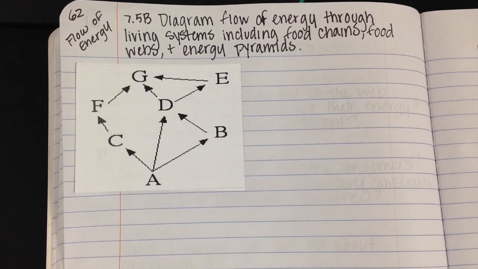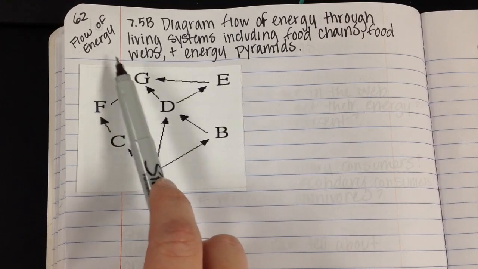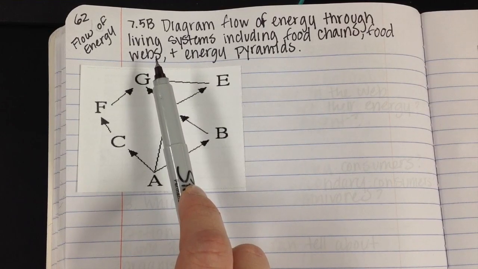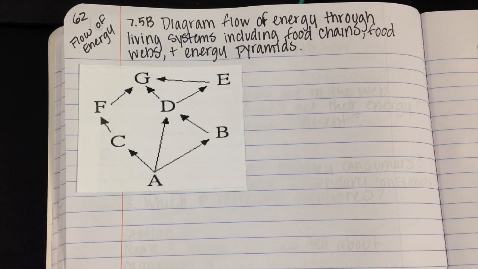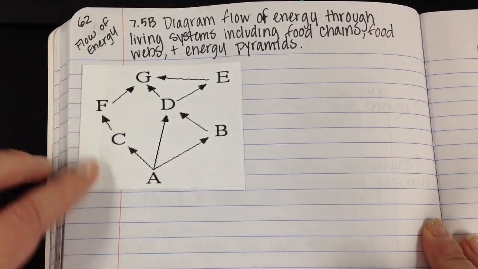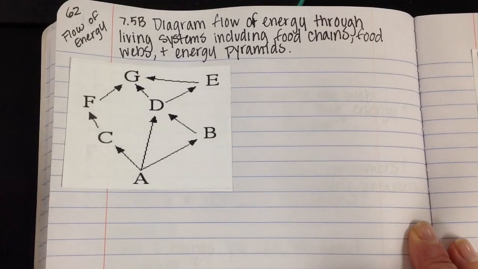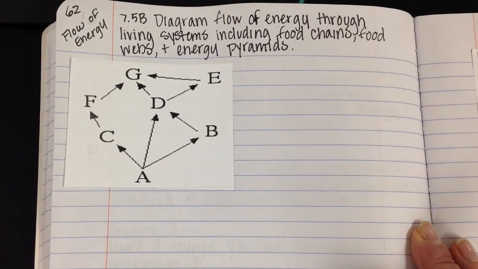Your journal to page 62. You're going to title it Flow of Energy. Then you're going to write down the TEK. 7.5b, diagram the flow of energy through living systems including food chains, food webs, and energy pyramids. Then go ahead and glue in your diagram onto your page. If you need more time, please pause the video.